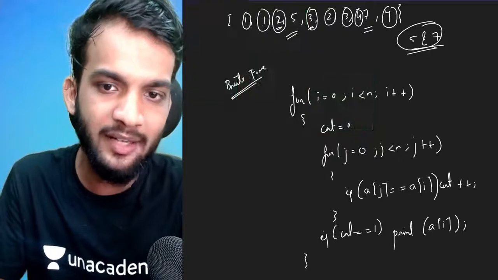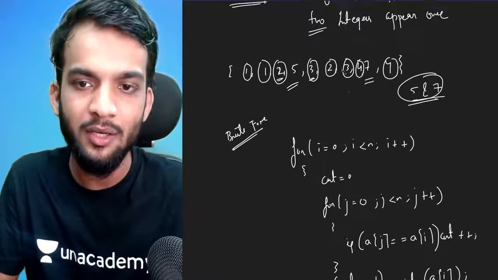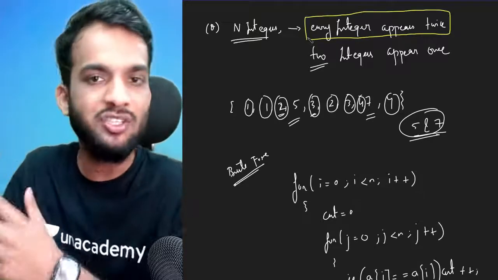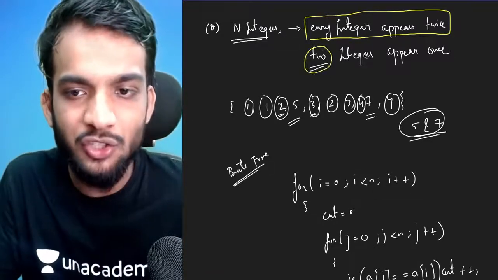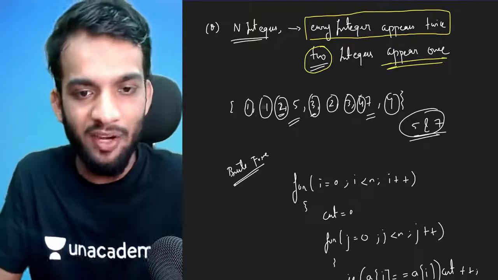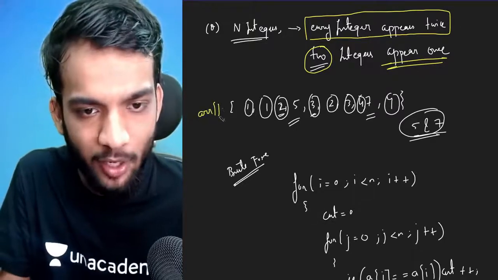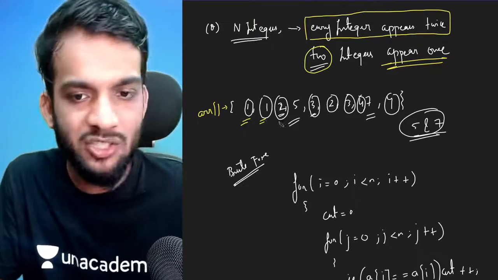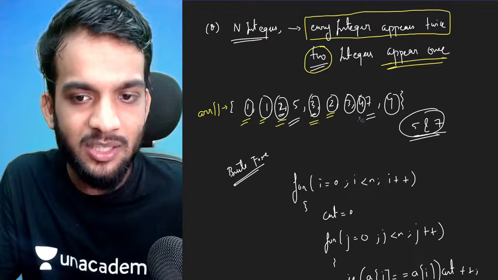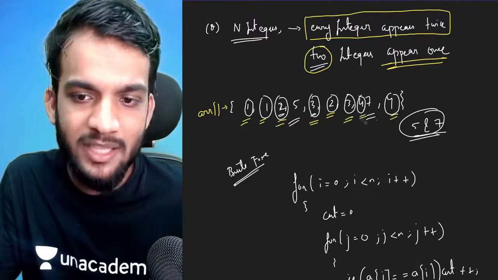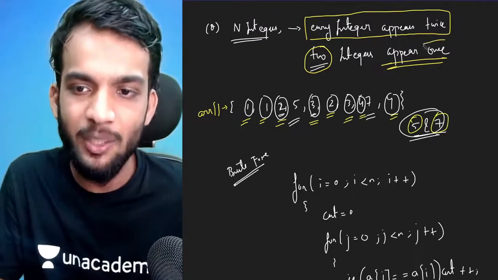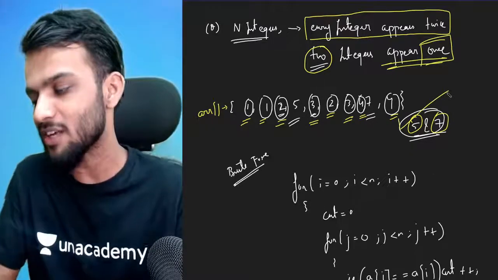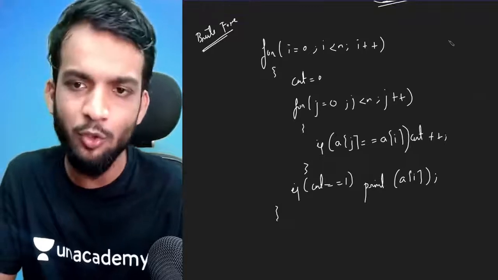For people who have joined late, the question is very straightforward. All the integers appear twice. Every integer is appearing twice. There are two integers that appear once. For example, if you take this array, you can see numbers like 1 is appearing twice, 2 is appearing twice, 3 is appearing twice, 4 is appearing twice, and there is 5 and 7 which is appearing once. So I want you to print 5 and 7. So this is how the brute force will look like.